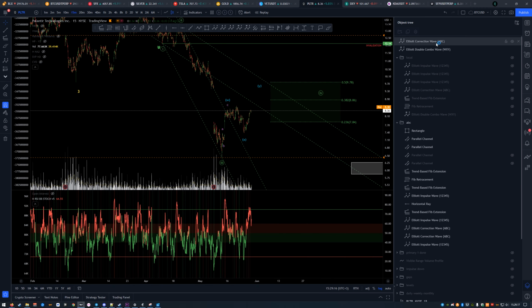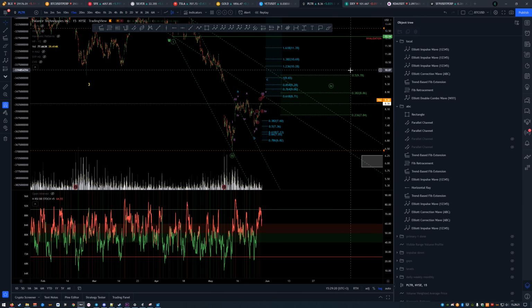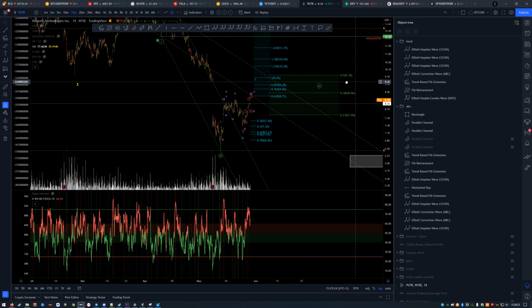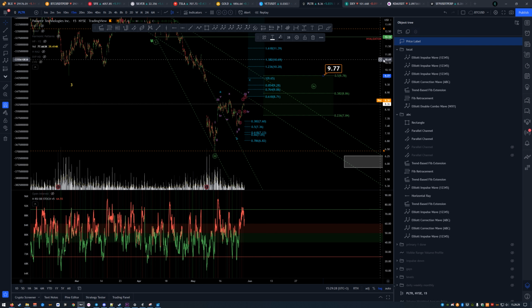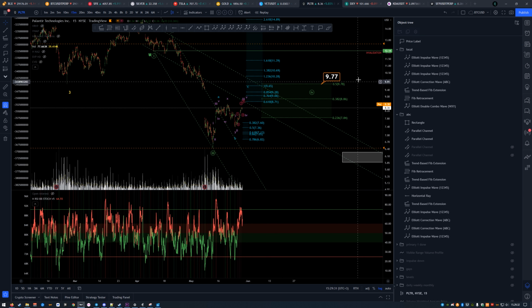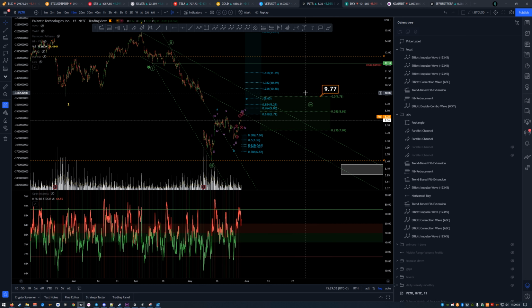Now if either of these counts are going to be playing out, and they go above this 1 or 0.5 extension here around $9.80, then we are going to be doubting this count more and more, as it is again very unlikely for it to go this high.